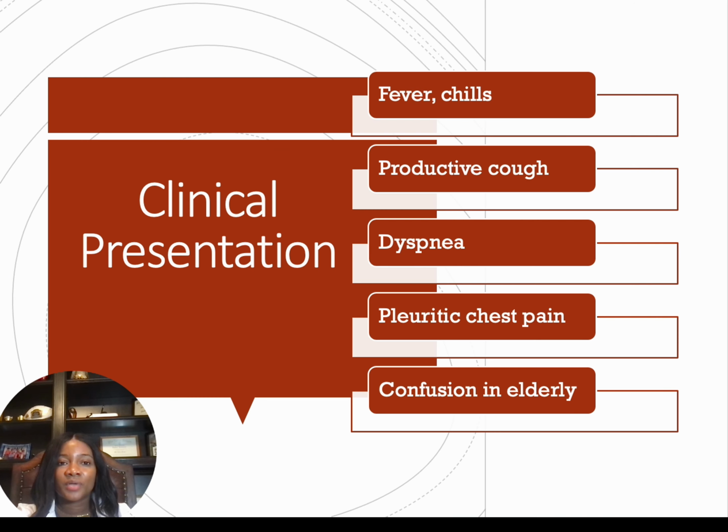It is very important to know the classic symptoms of pneumonia. Classic symptoms include fever, productive cough, shortness of breath. In older adults, remember, confusion may be the primary or only symptom. This is a common exam trap. Make sure you don't miss that question.